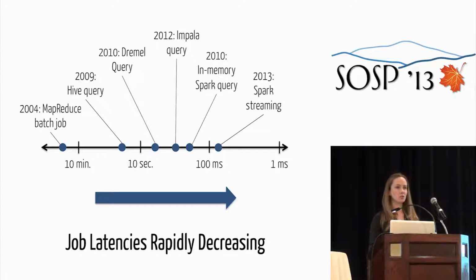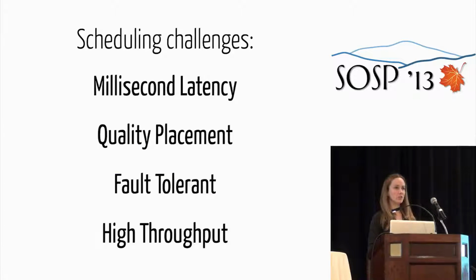Now, these very short jobs pose some major challenges for task schedulers. The first challenge is that the scheduler is going to need to provide millisecond scale scheduling latency. Otherwise, the scheduling latency becomes a significant component of job completion time. The scheduler also needs to provide quality placement decisions. We mean a couple of different things by this.